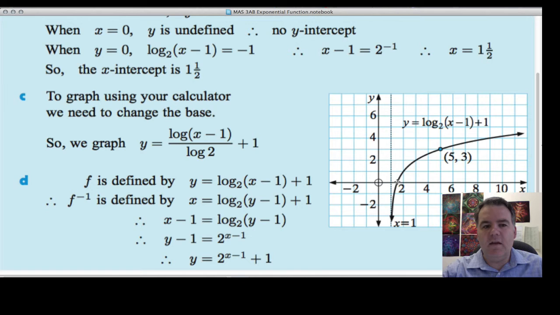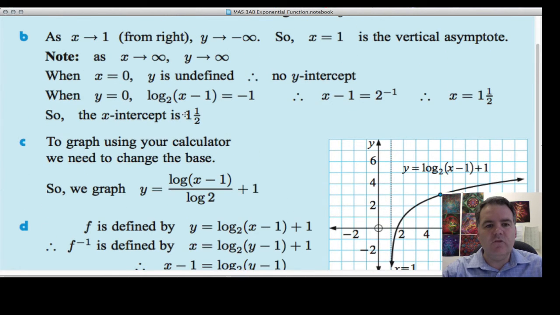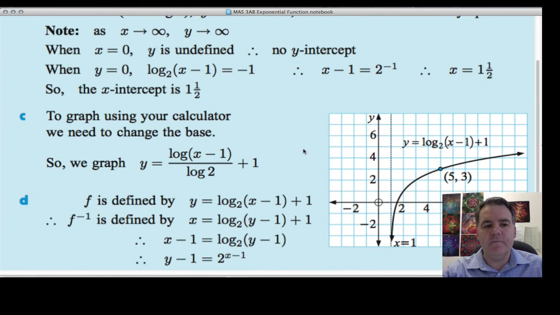The x-intercept here is when y is equal to 0. So you can see, solving that equation, y equals 0, we get this. X minus 1 is 2 to the power of minus 1, which gives us x is 1.5. So the x-intercept is 1.5. Sketching this graph will obviously be really easy to do on Desmos or a graphing calculator, so you can see those important features as well.